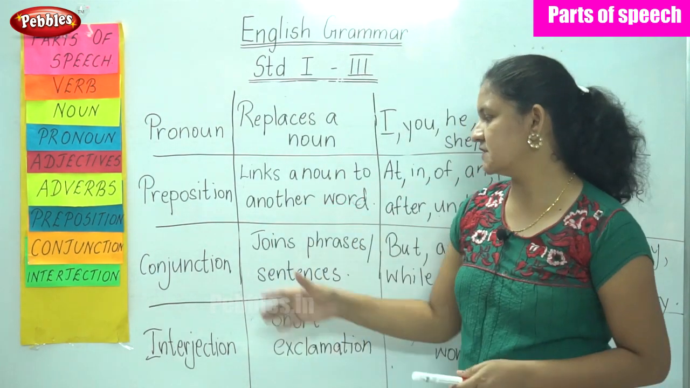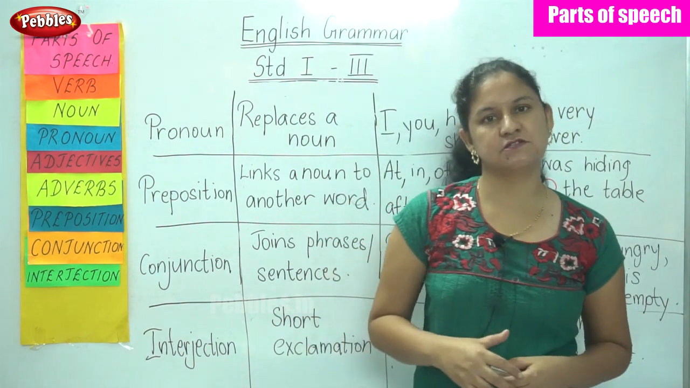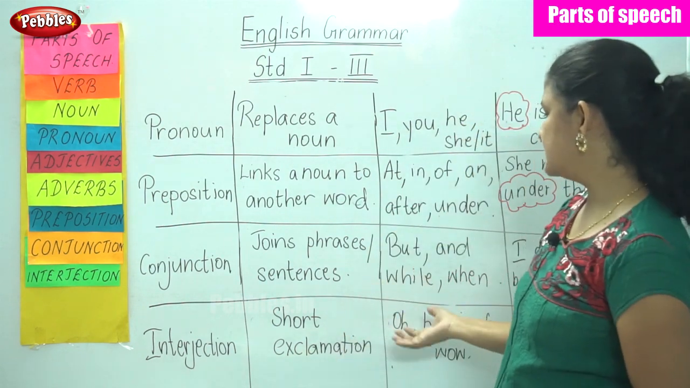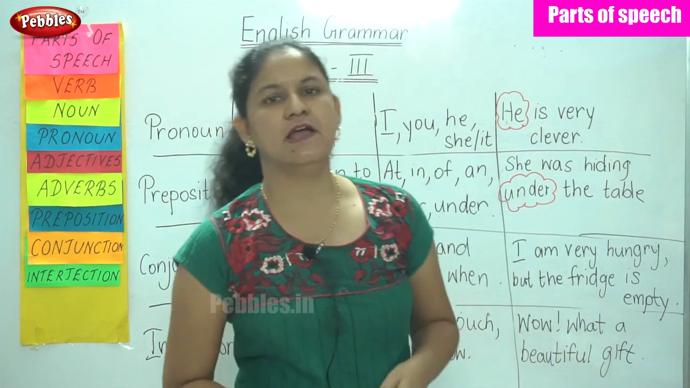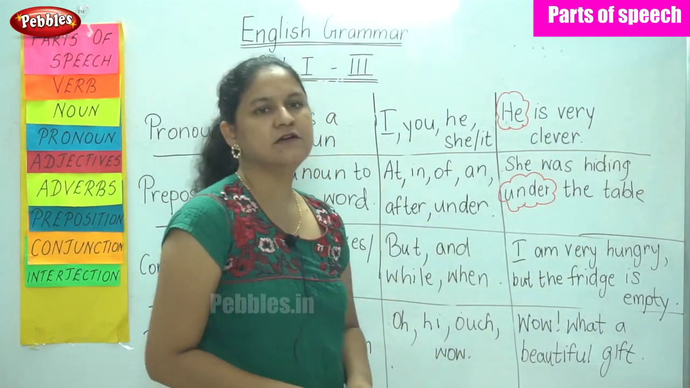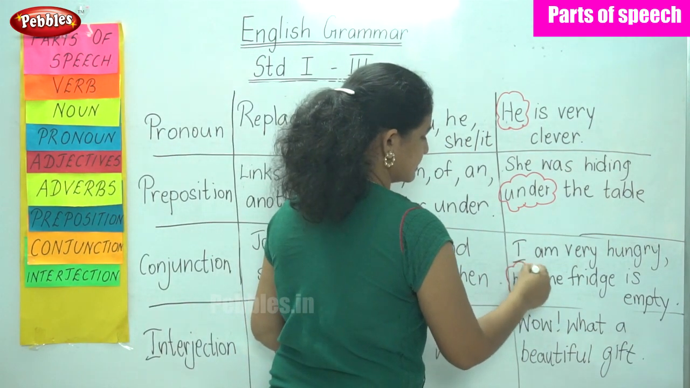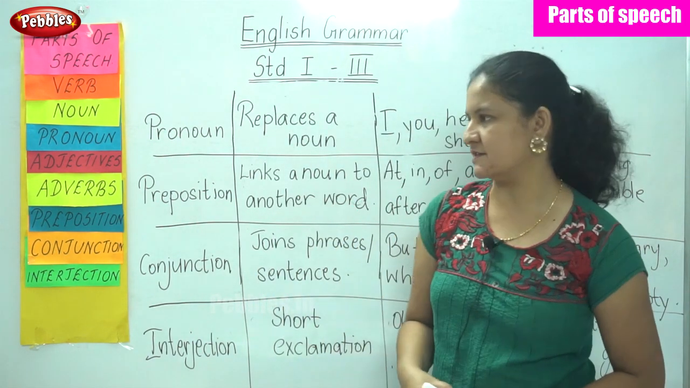The next is conjunction. A conjunction is a word that joins two words, sentences or phrases. Examples are but, and, while, when. These are all examples of conjunctions. I am very hungry, but the fridge is empty. So the word but is the conjunction that is used to combine two sentences.